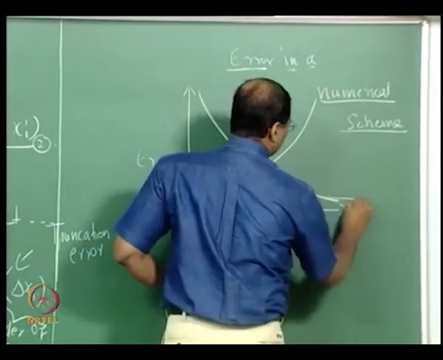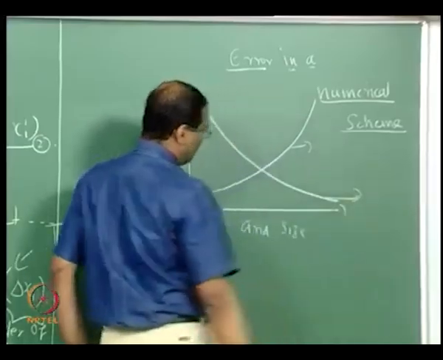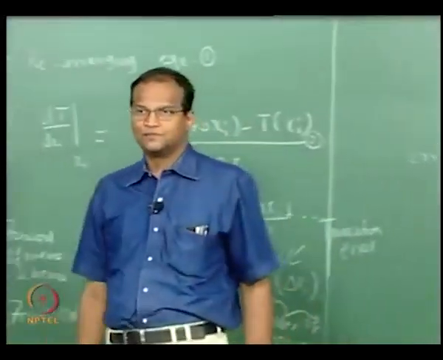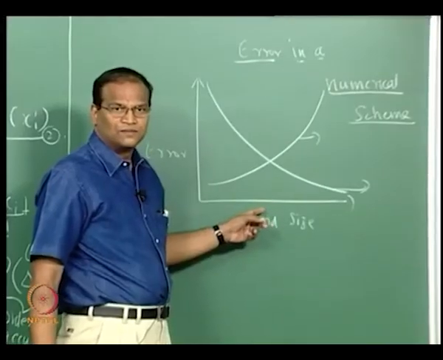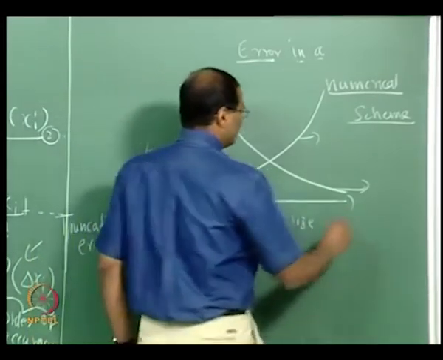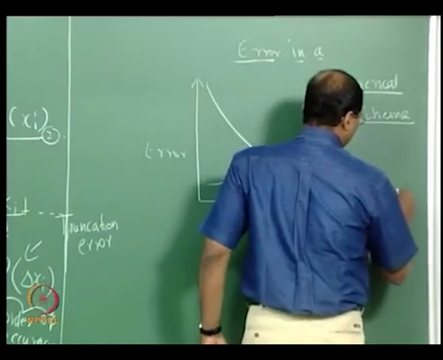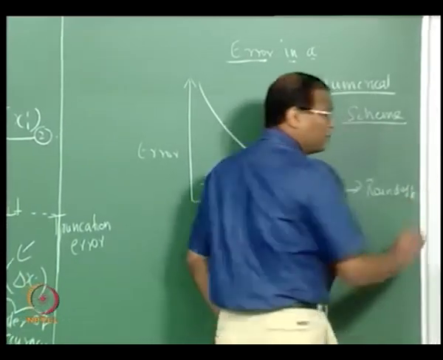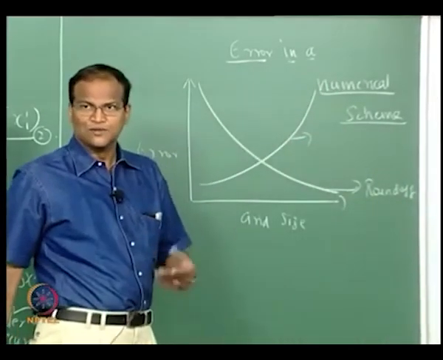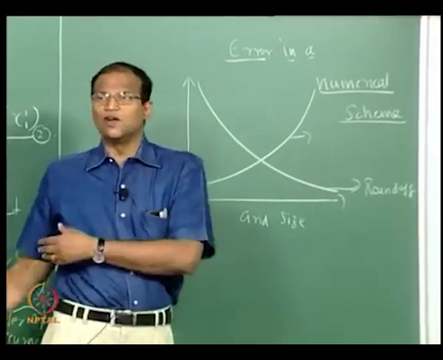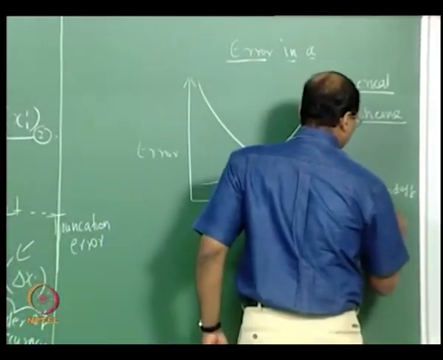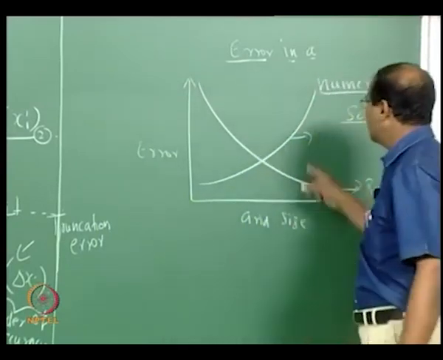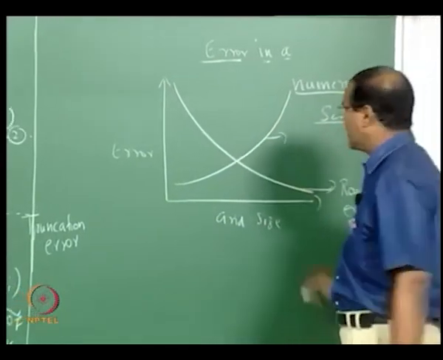What are these two? Yeah, grid size, the size of the grid, delta x increases. Because the number of computer operations is reduced, because you are solving only on a 5 by 5, okay. If you are solving on a 50 by 50, truncation error increases.